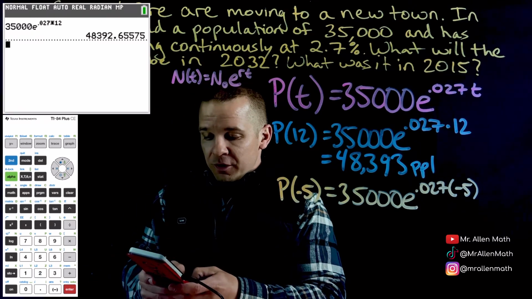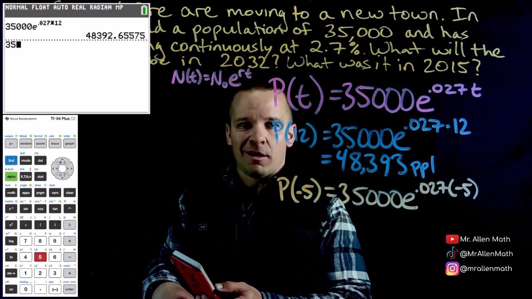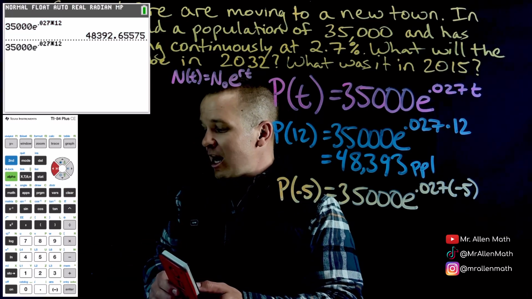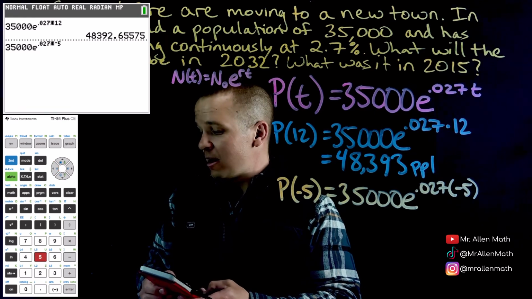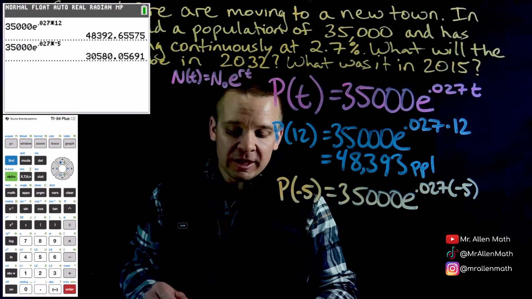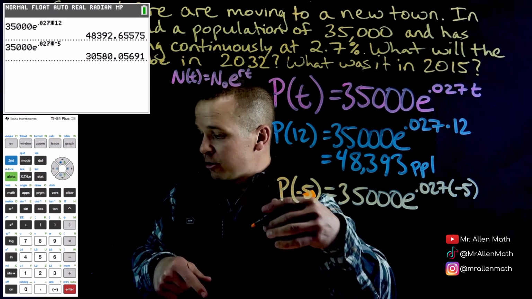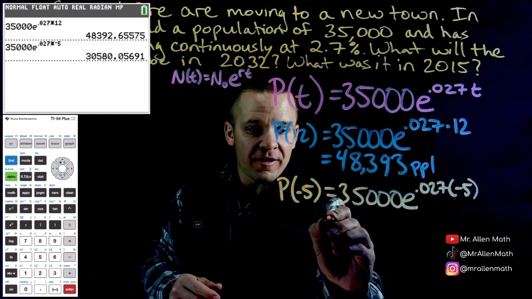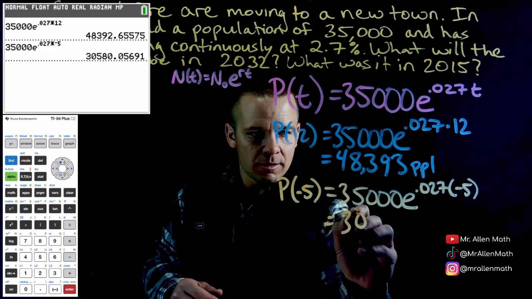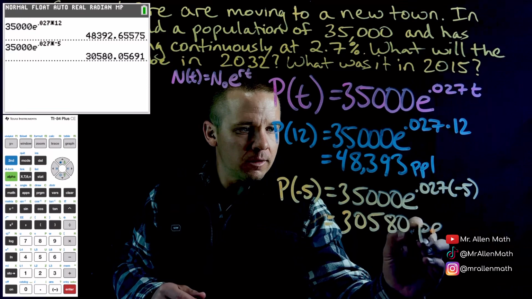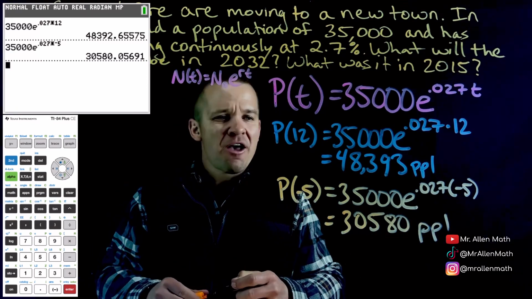All right, so we got 35,000. Actually, I don't feel like typing that all in again. I'm going to arrow up, hit enter on that, and just put negative 5 right there. That gives 30,580 people. Excellent.